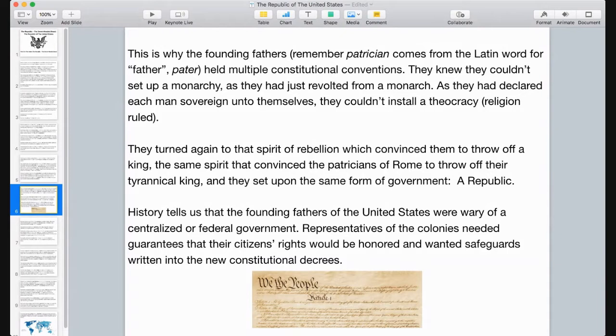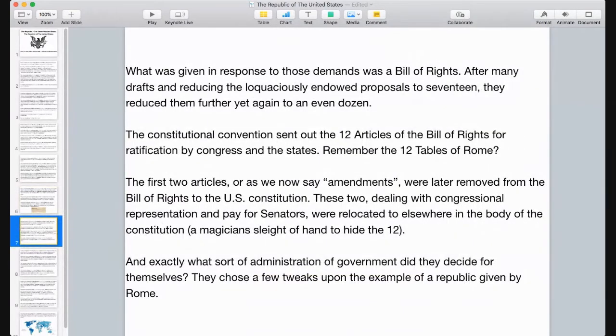They turned again to that spirit of rebellion which convinced them to throw off a king, the same spirit that convinced the patricians of Rome to throw off their tyrannical king, and they set upon the same form of government, a republic. History tells us that the founding fathers of the United States were wary of a centralized or federal government. Representatives of the colonies needed guarantees that their citizens' rights would be honored and wanted safeguards written into the new constitutional decrees. What was given in response to those demands was a Bill of Rights.